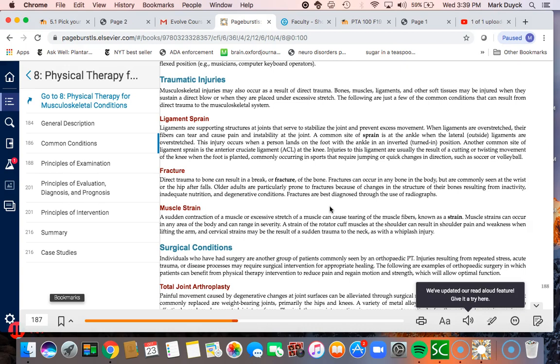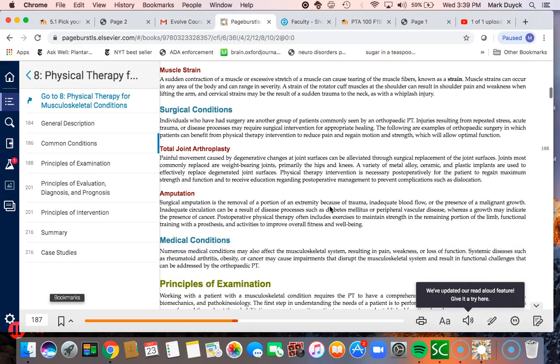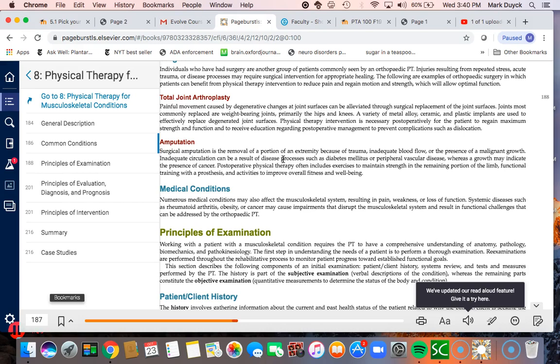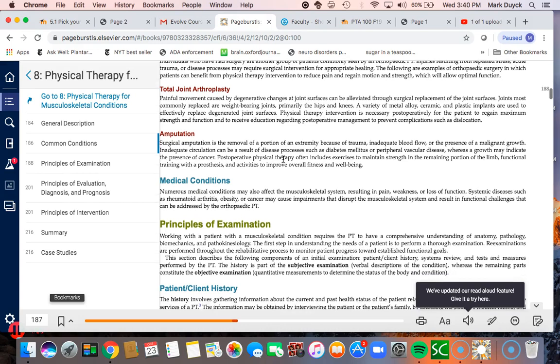You all know the definition of a fracture. I do want you to know what a total joint replacement is. That is replacing both surfaces within a joint. So an example would be the distal femur and the proximal tibia in the event that someone's having a knee replacement. So it's a replacement of joint surfaces. An amputation, I don't think I need to really get into that.